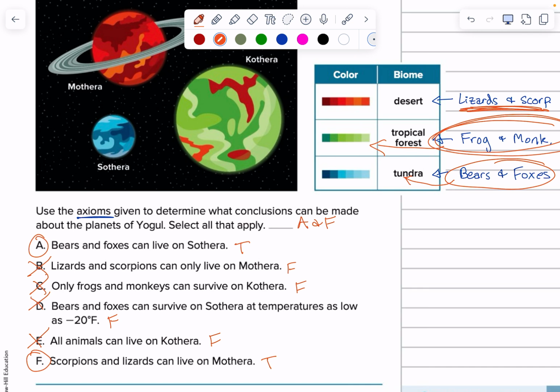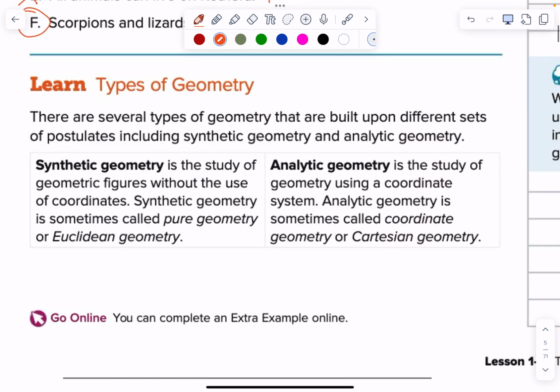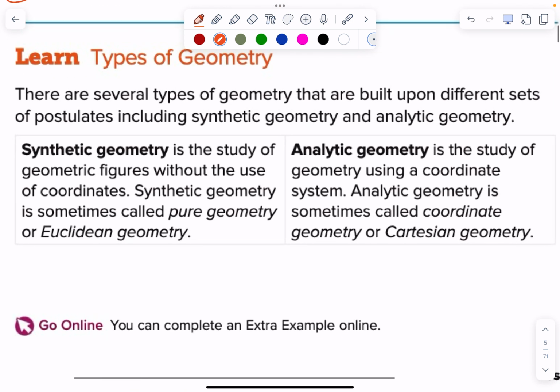Where did my toolbox go? Usually isn't it right there? Oh, go to window and go to tools. There you go. It's all under the window tab if you can't find them. Okay, good. Last thing. At the bottom of that same page, we have something called synthetic geometry, and we have analytic geometry.